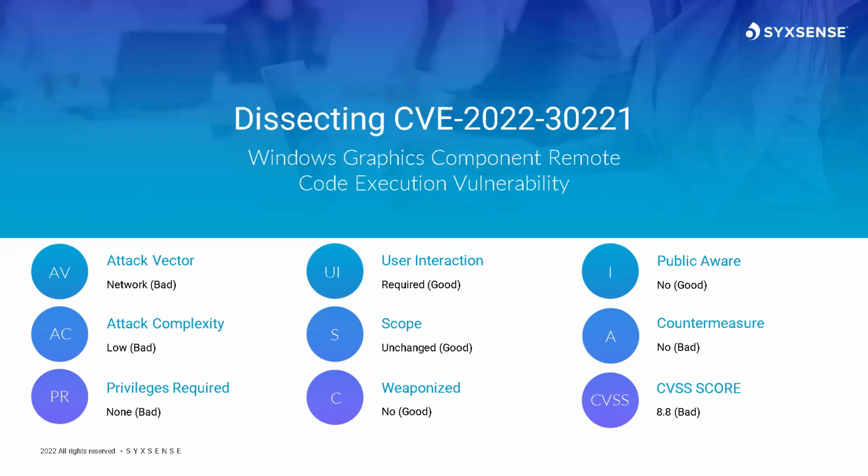And for that reason, Microsoft has given a severity of critical. The CVSS is 8.8. It's not currently weaponized and it's not public aware, with no countermeasures, which isn't the greatest thing. This is actually quite a large update and one that should be prioritized.